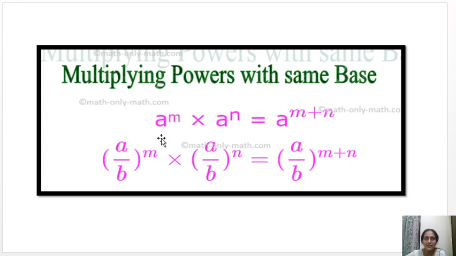Let us generalize the rule with a as the base and m as the power. a power m into a power n is equal to a power m plus n. The same rule applies for fractions also. When the base is in fractional form, that is a by b to the power m and a by b to the power n, it is equal to a by b to the power m plus n.